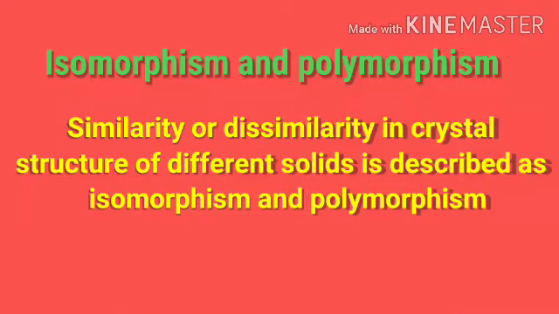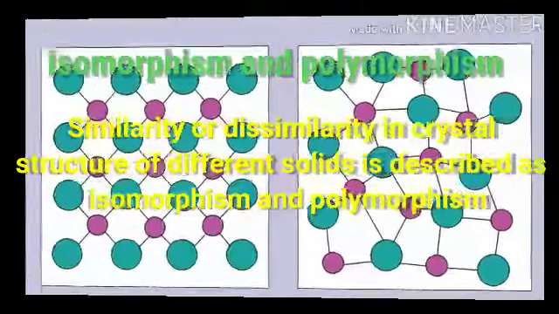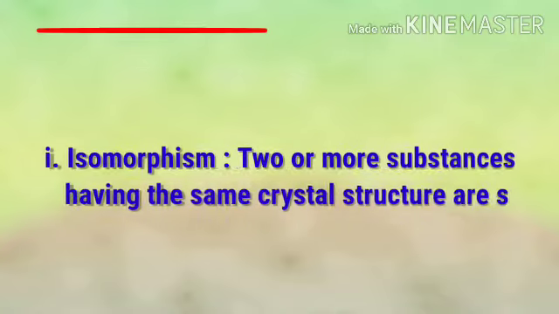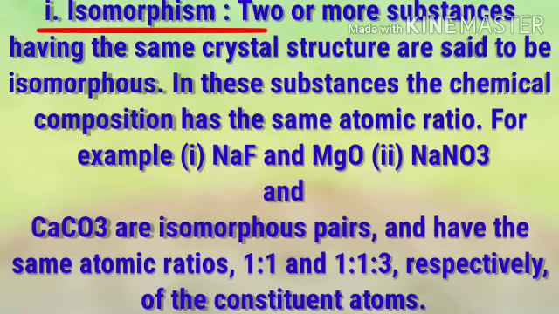Next topic is isomorphism and polymorphism. Similarity or dissimilarity in crystal structure of different solids is described as isomorphism and polymorphism. First, we will see isomorphism. Two or more substances having the same crystal structure are said to be isomorphous. In these substances, the chemical composition has the same atomic ratio. For example, NaF and MgO, NaNO3 and CaCO3 are isomorphous pairs and have the same atomic ratios, that is 1:1 and 1:1:3 respectively, of the constituent atoms.